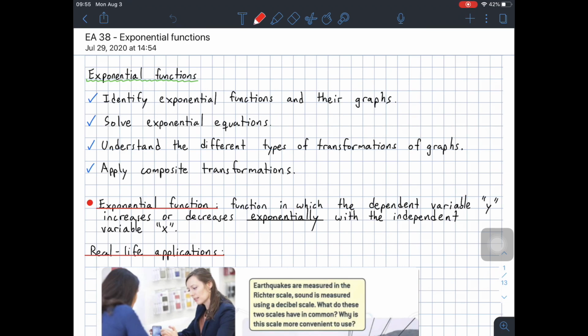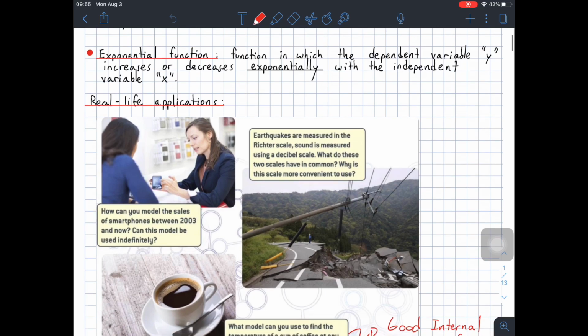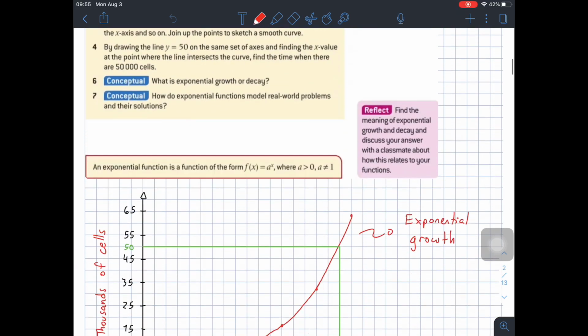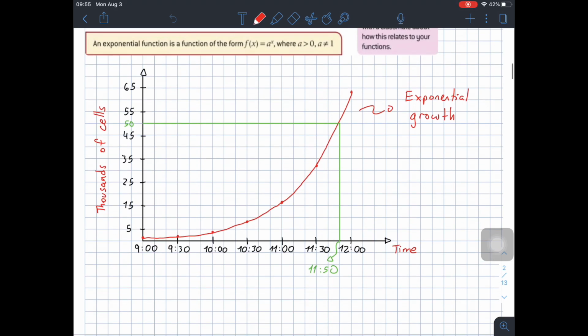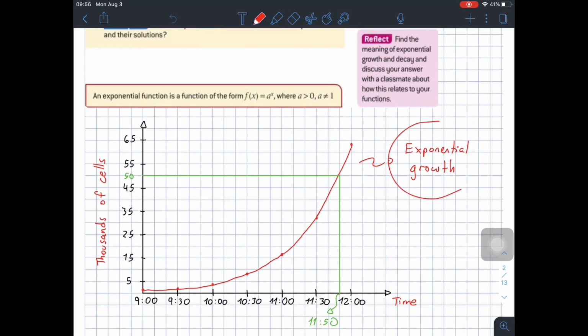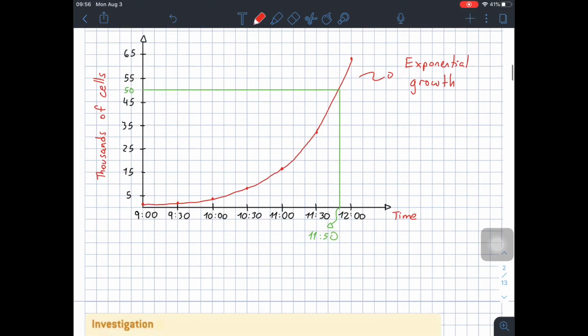If you remember from last video, we have seen the definition of an exponential function. We have seen real life applications of exponential functions. And then we've made some investigations in order to know how the exponential function looks like. Remember, we had two types of exponential function. We could have either exponential growth or exponential decay in case the y variable decreased as the x variable increased, right?